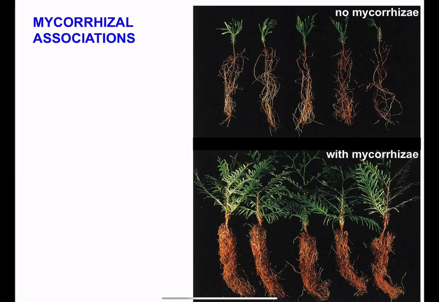So notice these two images. On the top is a set of plants. This looks like some sort of cedar that was grown in a sterile setting. And down here, the soil was inoculated with their mycorrhizal associates. Notice that the plant just grows way faster, way more in the same amount of time when it does have these mycorrhizal associations.